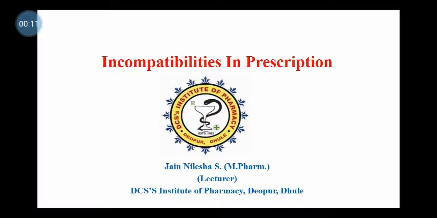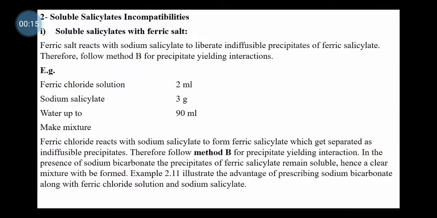In today's lecture, we see the incompatibilities in prescription. In that, we see the chemical incompatibility of soluble salicylate with that of ferric salt. Ferric salt, when it reacts with sodium salicylate, liberates an indiffusible precipitate of ferric salicylate, and to overcome that incompatibility we follow method B.